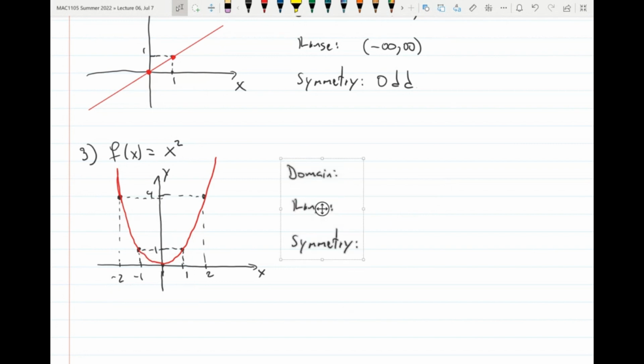Okay, so what's the domain? What's the domain?